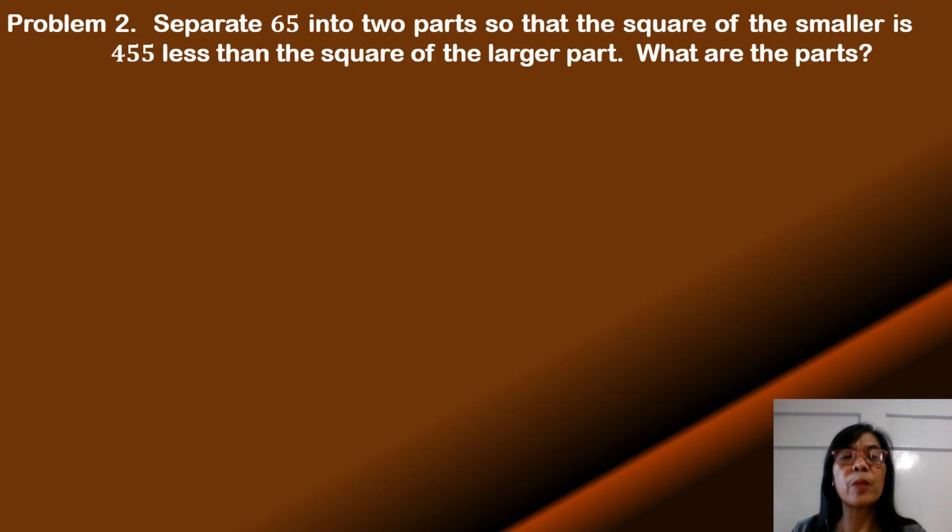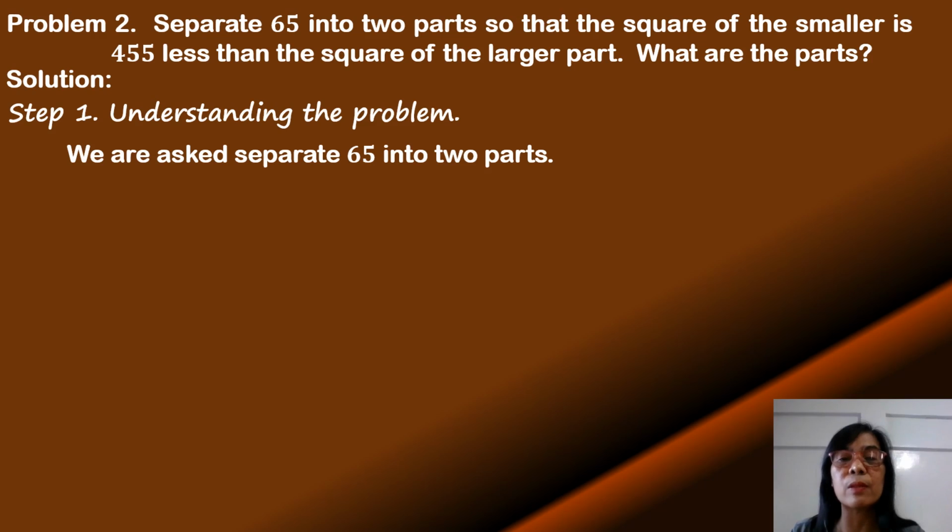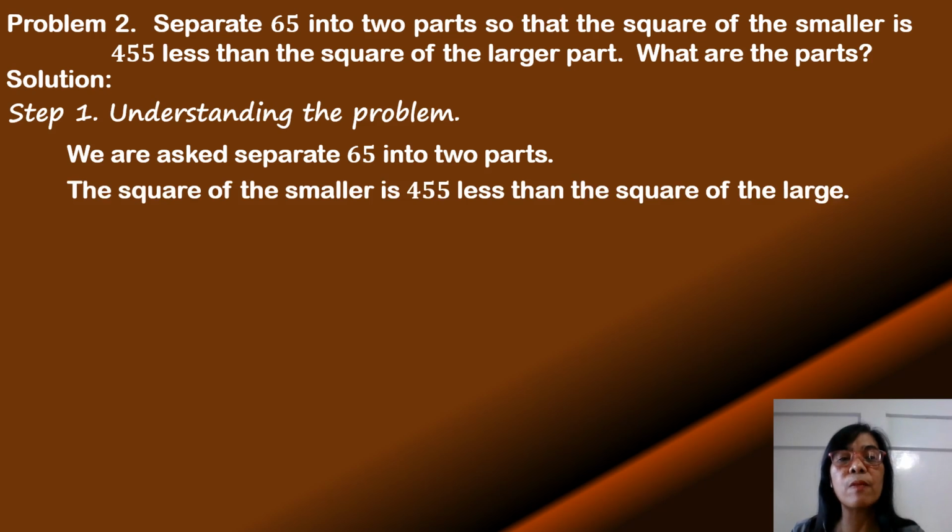Let us solve this problem. Separate 65 into two parts so that the square of the smaller is 455 less than the square of the larger part. What are the parts? So we understand the problem. We are asked to separate 65 into two parts. And we are given the condition that the square of the smaller part is 455 less than the square of the larger part.